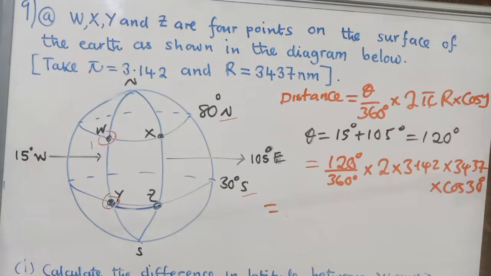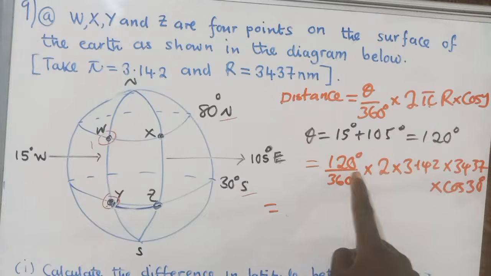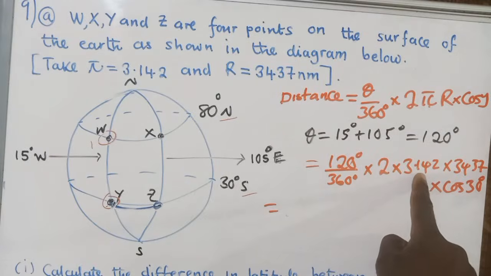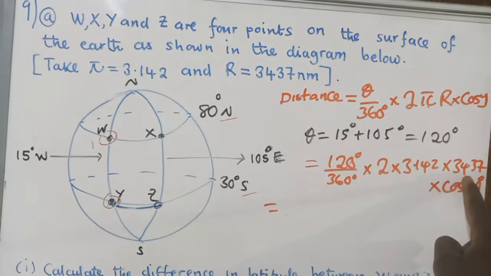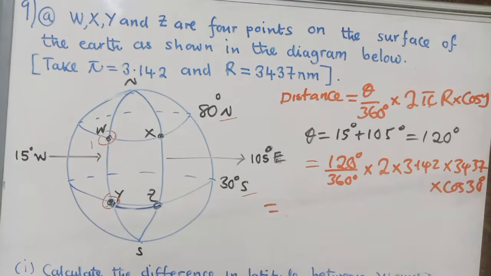So we say equals, you get your calculator now. So you start multiplying now. This 20 times 2 times 3.142 times 3,437 times cos 30. On your calculator, you punch. After punching, make sure your calculator is in degrees, because this is a trick. So when you punch, let's hope we're getting the same value.